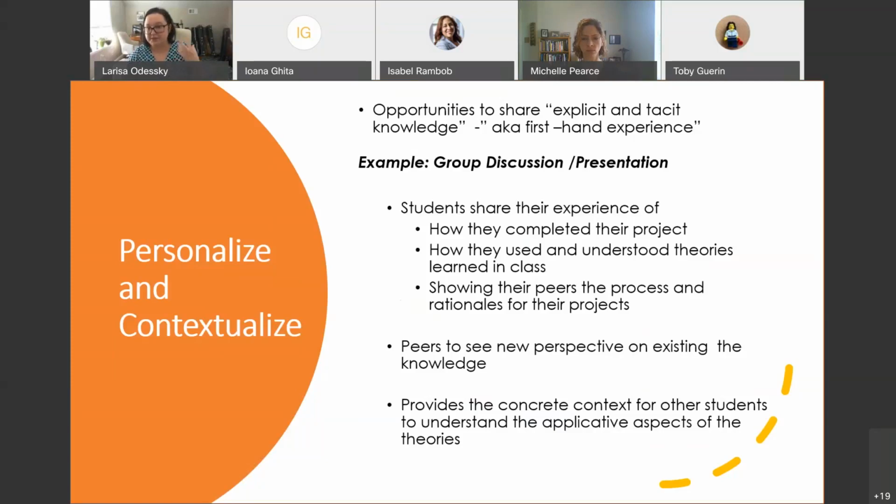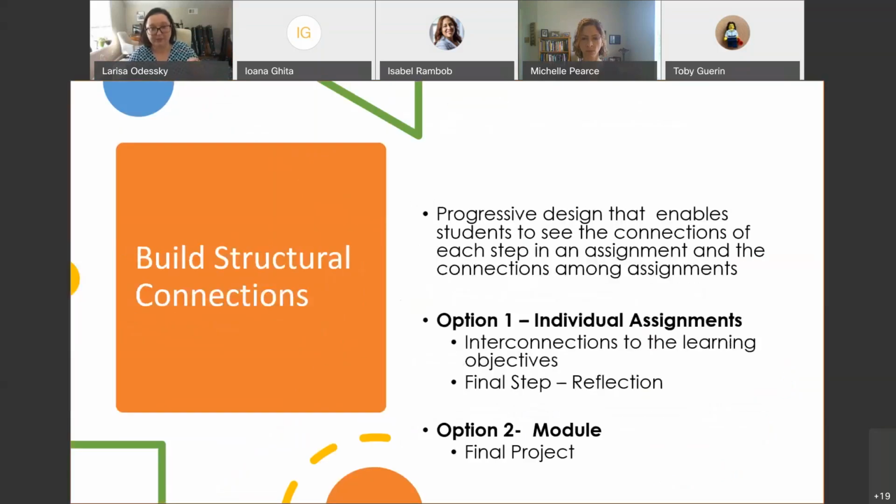Same thing happens with presentations. The important aspect here is how the students completed the project. How was their process? How did they utilize the theories learned in class and make something concrete? And their peers see that and gain a new perspective. Well, we learned the same theory, but I thought about it differently, and I was going to do this differently. And this is a very rich environment. So concrete context for other students. So definitely a good way.